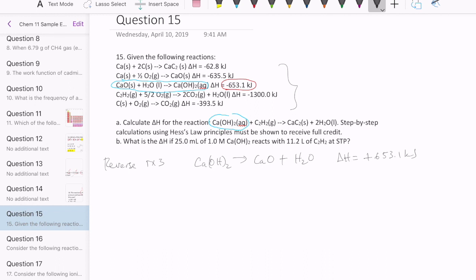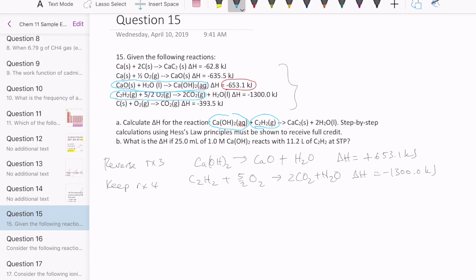And then let's take a look at another species, which is C2H2 in my target reaction. So I'm going to look through the reactions and see if there's one that has C2H2 in it. And as a matter of fact, there is one. That's reaction 4. The C2H2 here is already a reactant and it already has a coefficient of 1. So I don't need to do anything with that one. In other words, I'm just going to keep reaction 4. So C2H2 plus 5/2 O2 goes to 2CO2 plus H2O. And the delta H is the same, negative 1300 kilojoules.